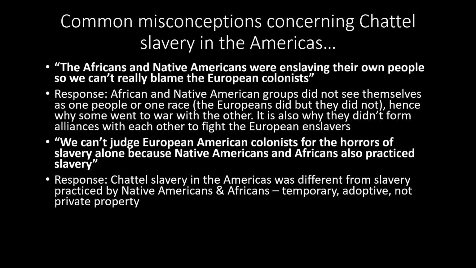Okay, so for example, I mentioned here adoptive because in many of these societies you had a practice where you could obtain your freedom by simply being adopted into another family, or if you married into another family, you could acquire your freedom. The last point that I have here, generally speaking, is that in contrast to chattel slavery, slavery as practiced by Native American groups and Africans, you were not considered private property. You didn't belong to someone specifically.